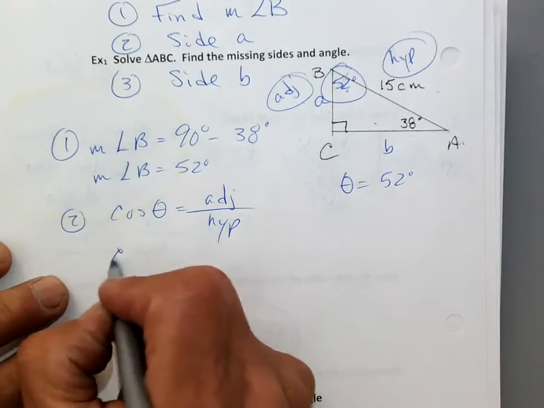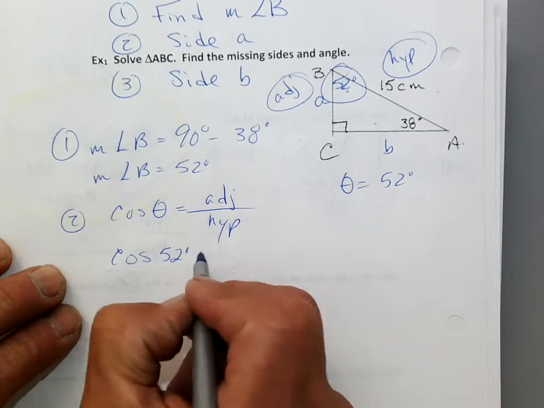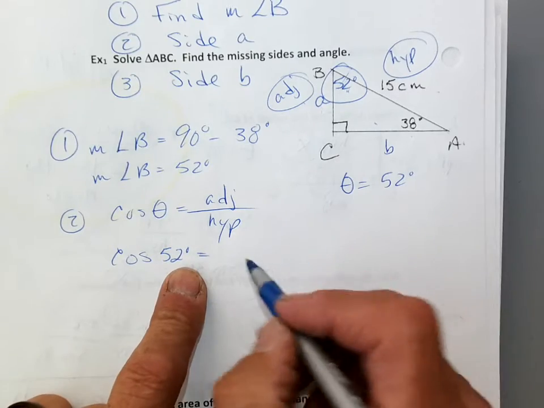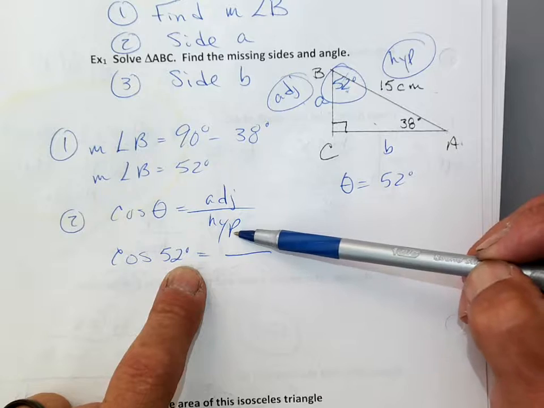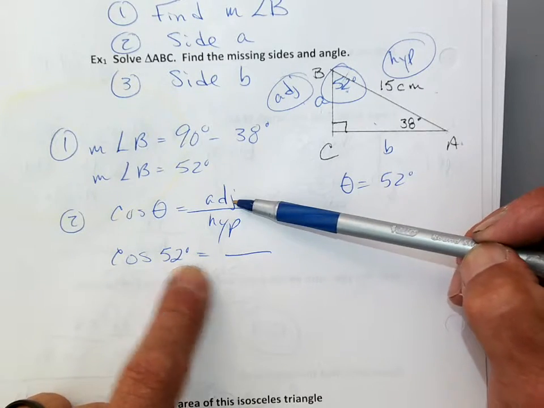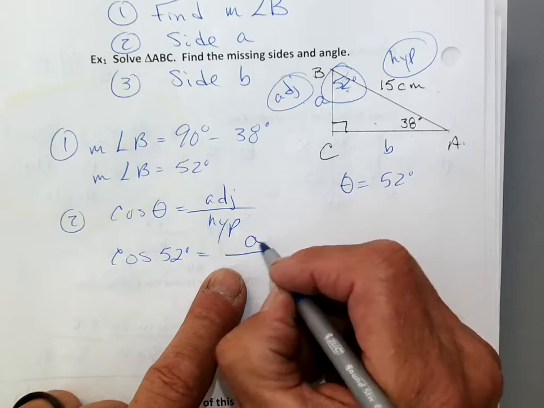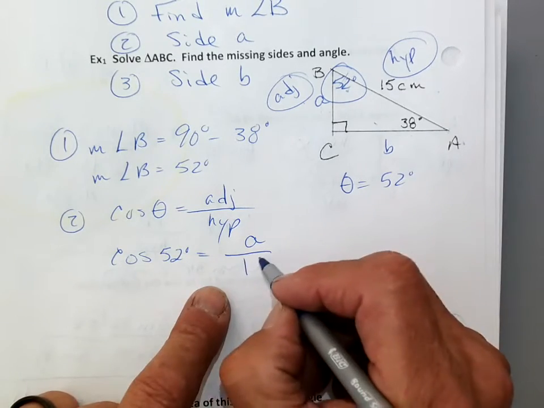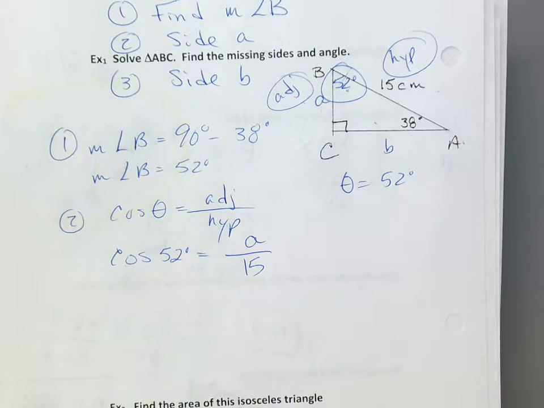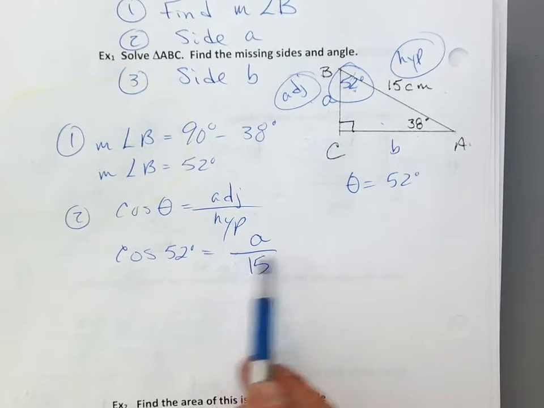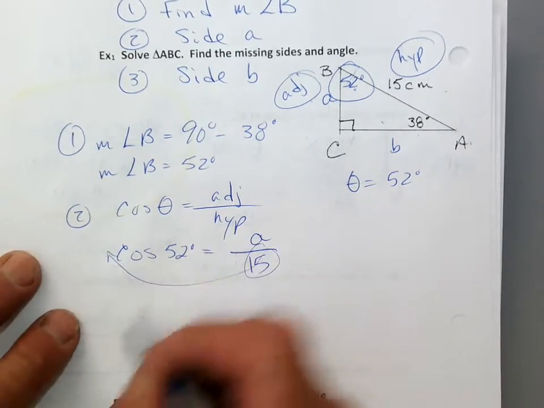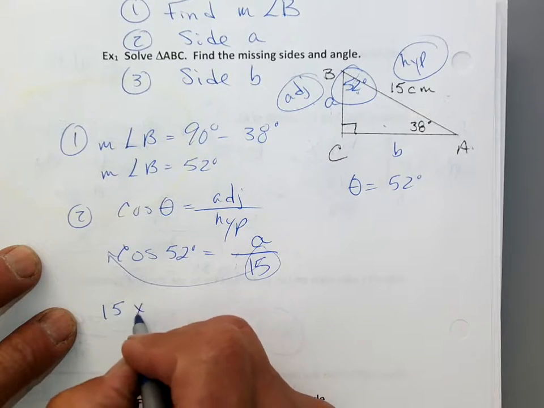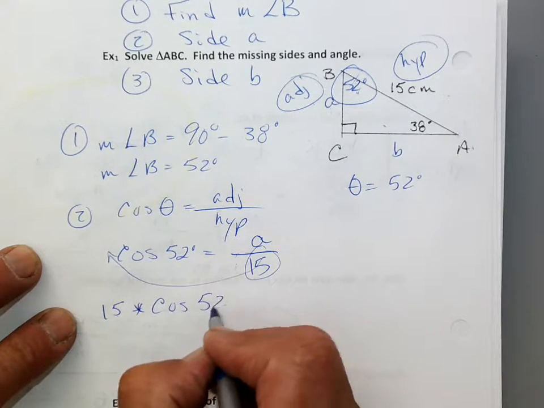So cosine of 52 degrees equals, according to this fraction, the adjacent side goes on top of the fraction, the hypotenuse goes on the bottom part of the fraction. So I'm going to put my little a here, my unknown, and I'll put my 15 here. So now all I have to do is solve. It says a divided by 15, so I'll do the opposite and multiply by 15. 15 comes right up here. 15 times the cosine of 52 degrees is equal to a.